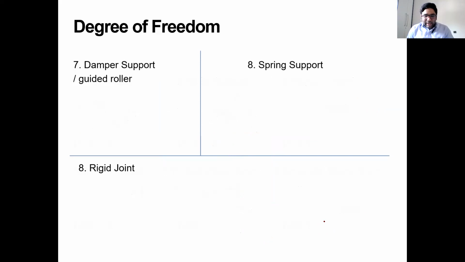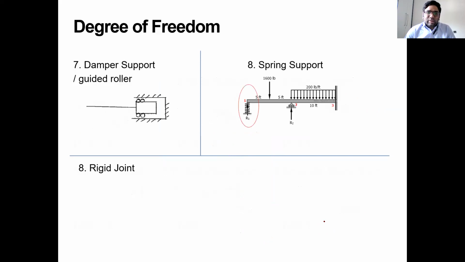Next, a guided roller or a damping support. You can see this is also kind of a roller and a combination of fixed. This is called a guided roller. So it will move horizontally. So horizontal degrees of freedom.